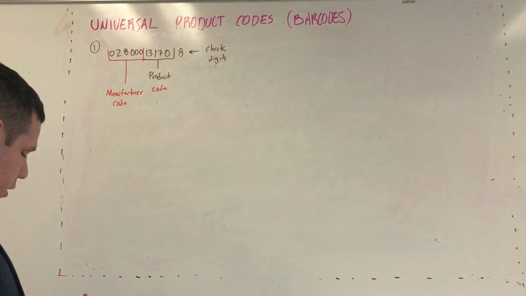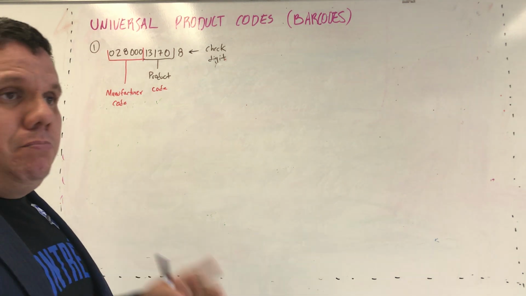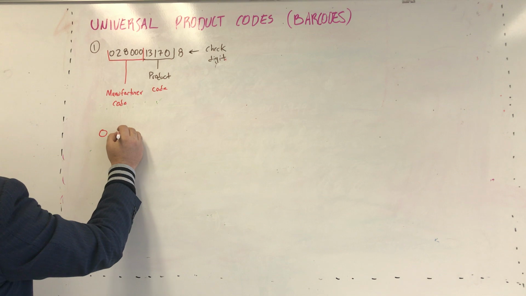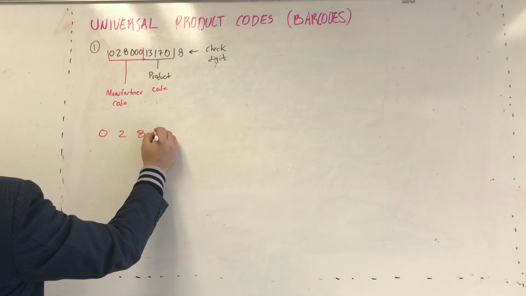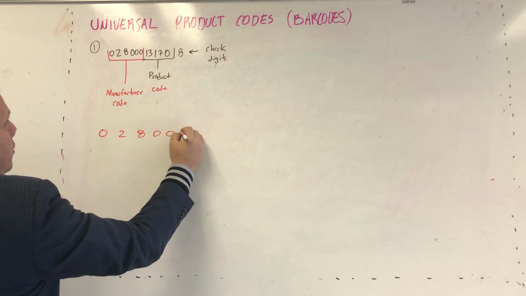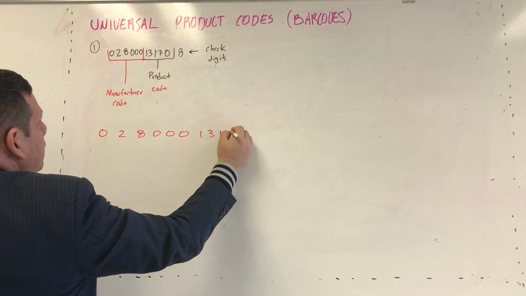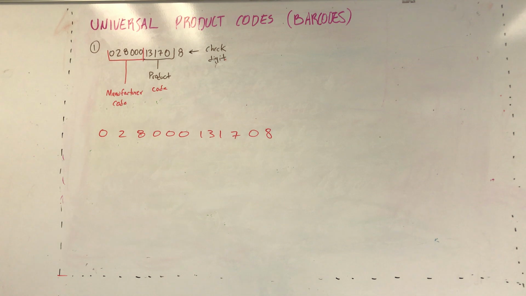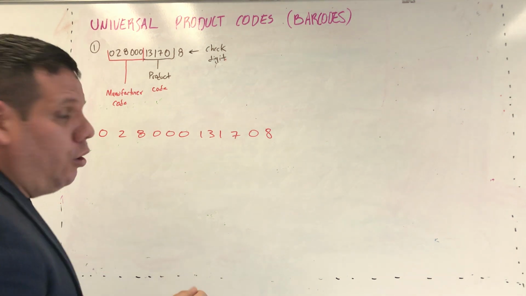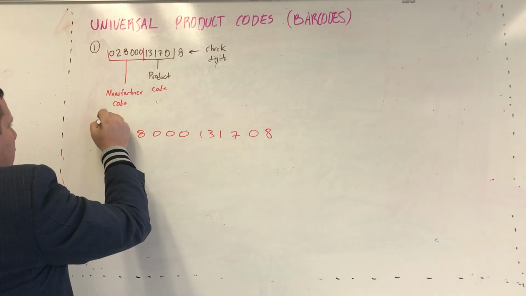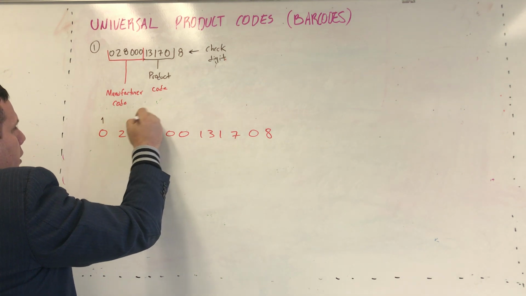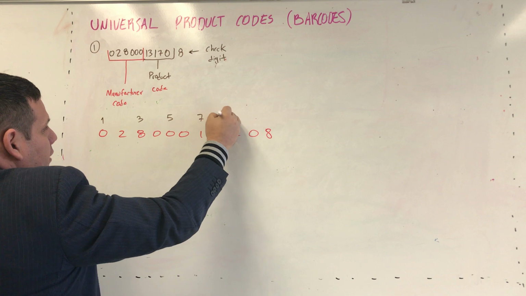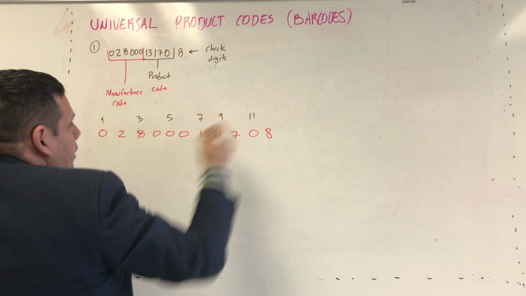Okay, as you can see, I will make this bigger and separate the numbers more. I have 0, 2, 8, 0, 0, 0, 1, 3, 1, 7, 0, 0, 8. Okay, so we have in total 12 numbers or 12 positions. I have 1, 2, 3, 4, 5, 6, 7, 8, 9, 10, 11, and 12.